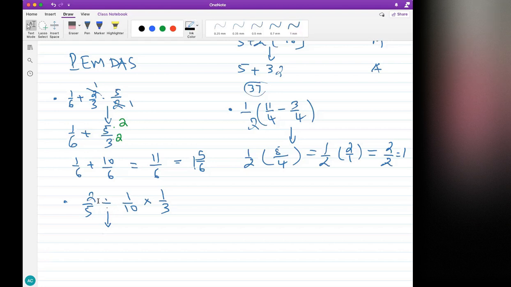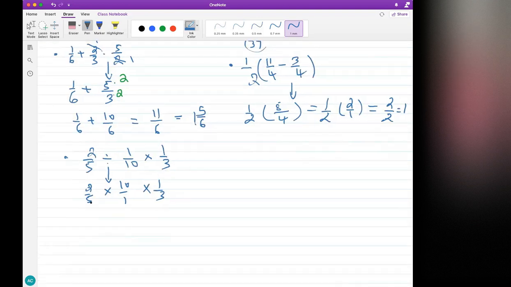Again, we saw this in the class. Isn't this keep change flip? Exactly right. So we're gonna keep change flip, keep the first one, change this into a multiplication. We flip the second one, 10 over 1. Bring this one down here. At this point, we have all multiplications. You can continue finishing this one and then multiply by a third, or you can do all at once if you want. That's fine too.